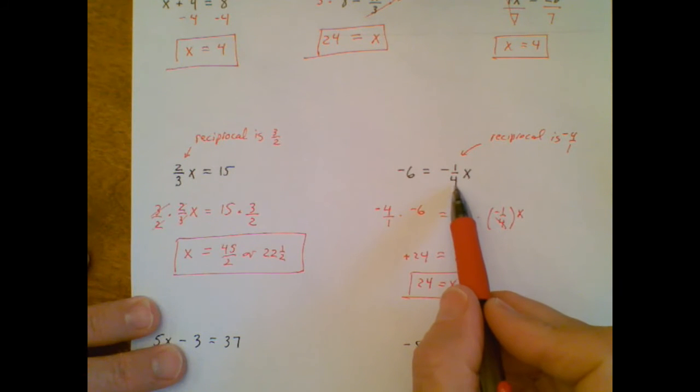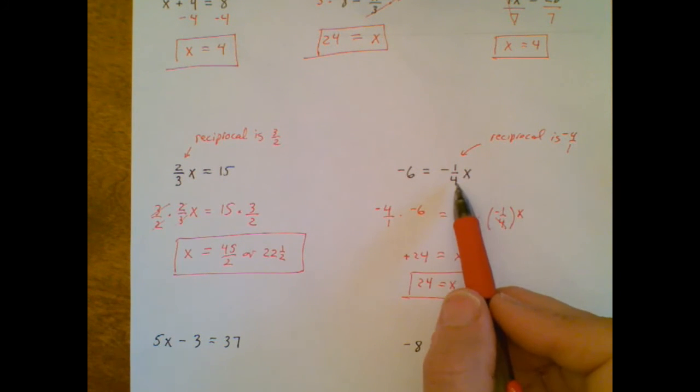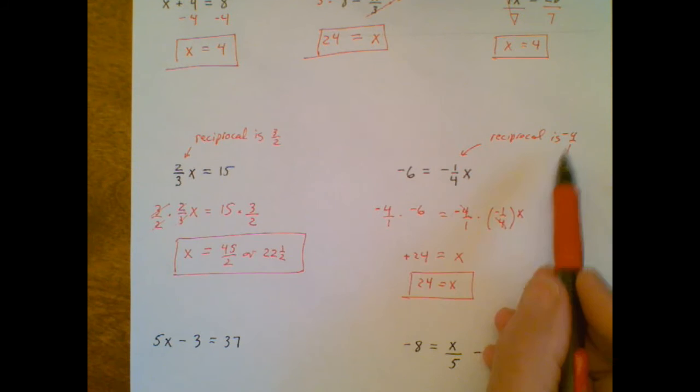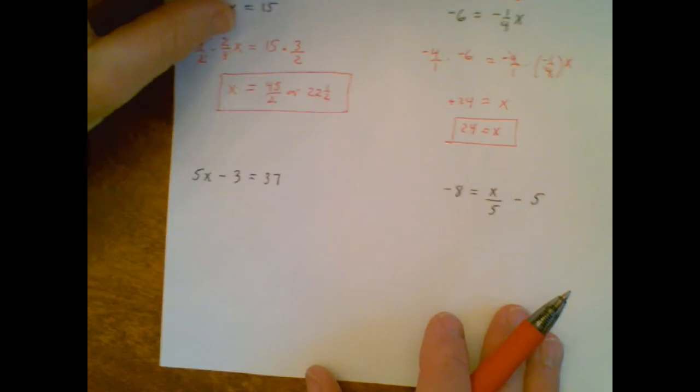The idea was reciprocal attached to the variable, a fraction attached to the variable, multiply by the reciprocal, on one side and the other. All right, let's finish with these last two.